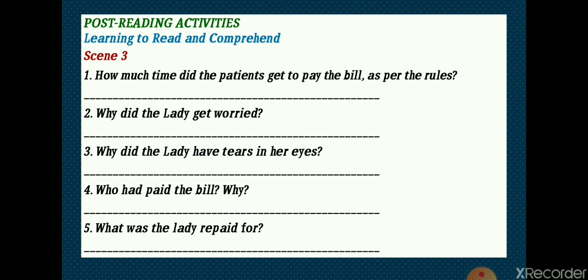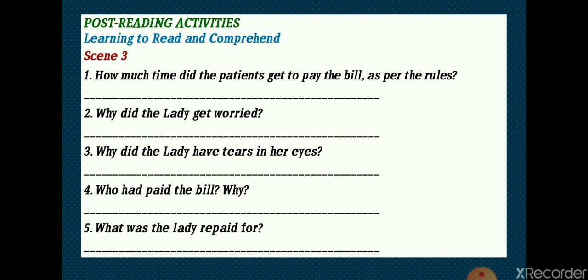What was presented to the lady and why did she get worried after seeing that? Number 3. Why did the lady have tears in her eyes? We have to tell the reason for her tears. Number 4. Who had paid the bill?